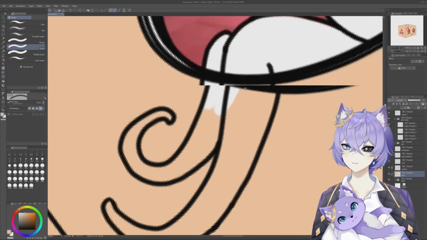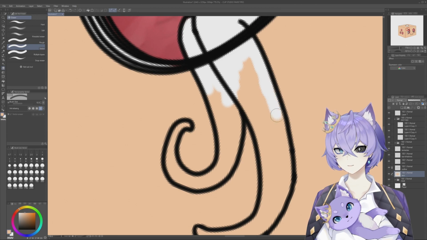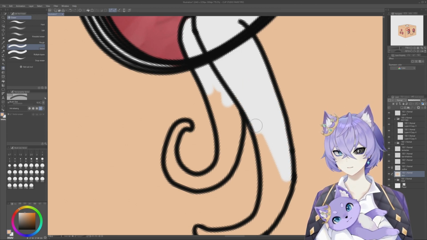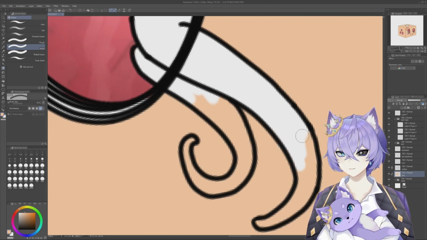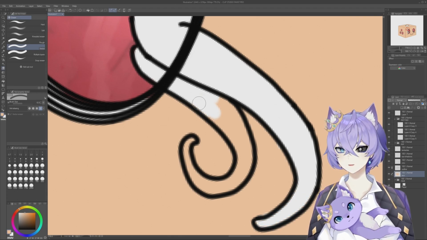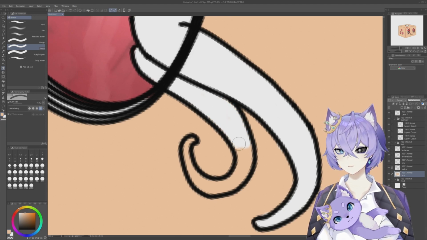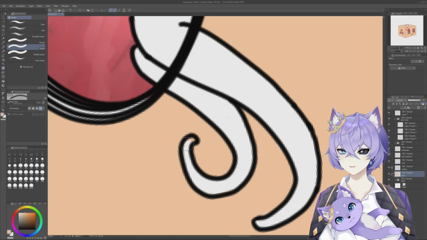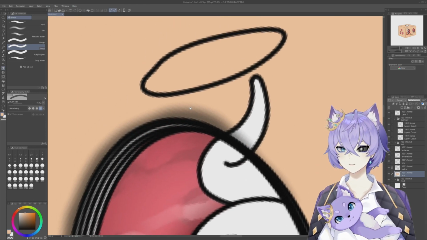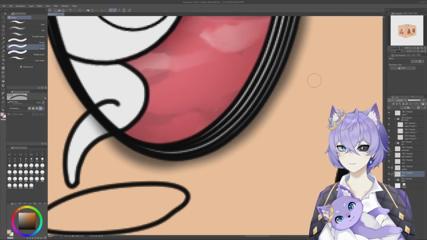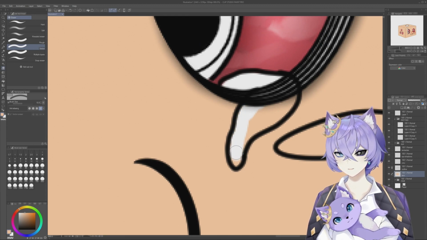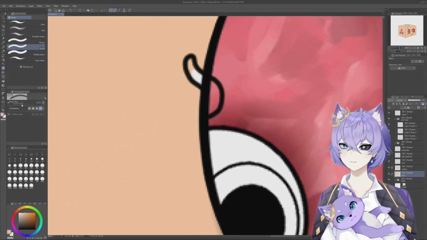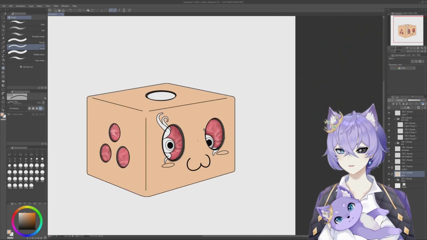Okay, this might take a little bit. I guess technically, since I'll be putting down color on these tentacles too, I could just leave them. It's fine. Okay, so we have our skin.